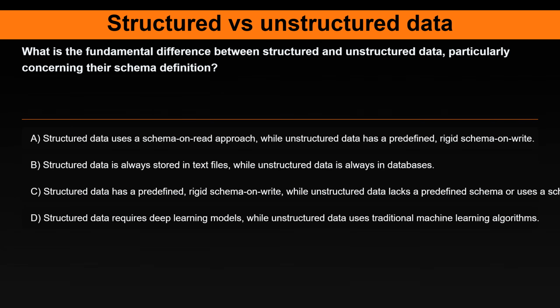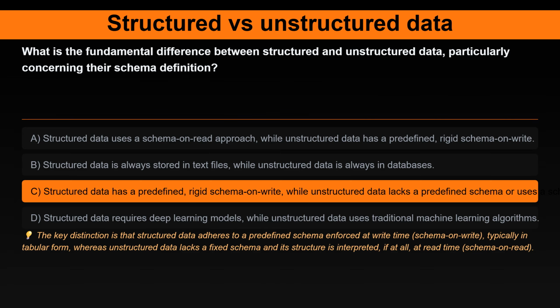Question 10. What is the fundamental difference between structured and unstructured data, particularly concerning their schema definition? Option A. Structured data uses a schema-on-read approach, while unstructured data has a predefined, rigid schema-on-write. Option B. Structured data is always stored in text files, while unstructured data is always in databases. Option C. Structured data has a predefined, rigid schema-on-write, while unstructured data lacks a predefined schema or uses a schema-on-read approach. Option D. Structured data requires deep learning models, while unstructured data uses traditional machine learning algorithms.